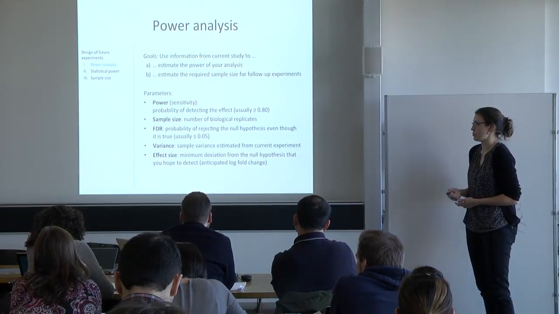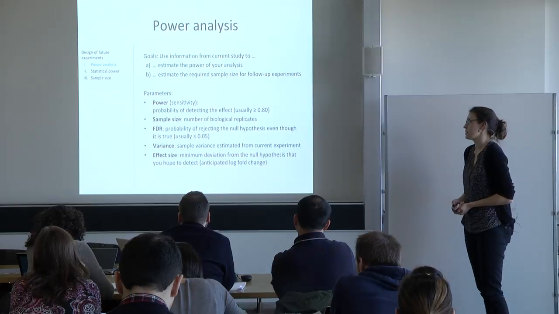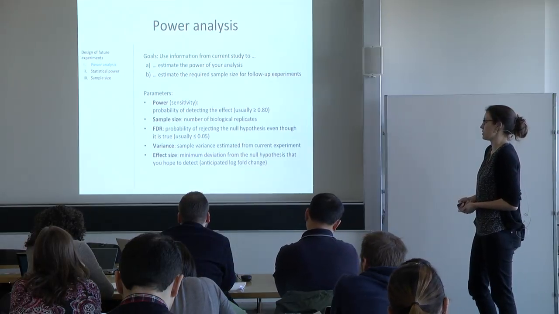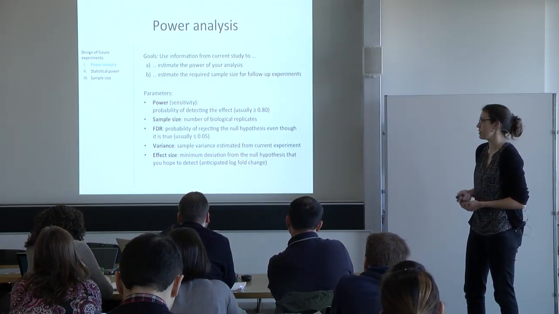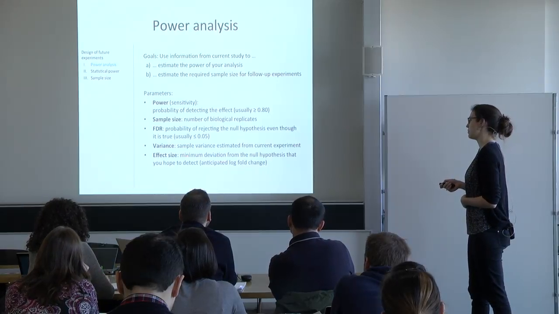A common cutoff would be 5%, and what you need for the power analysis is the variance in your data. So this sample variance is estimated from your current data set. The last parameter would be the effect size, which is the minimal deviation from the null hypothesis that you still want to be able to observe, and this would be the anticipated fold change.